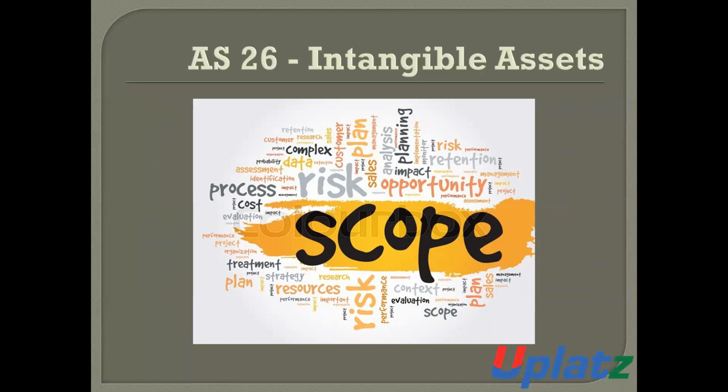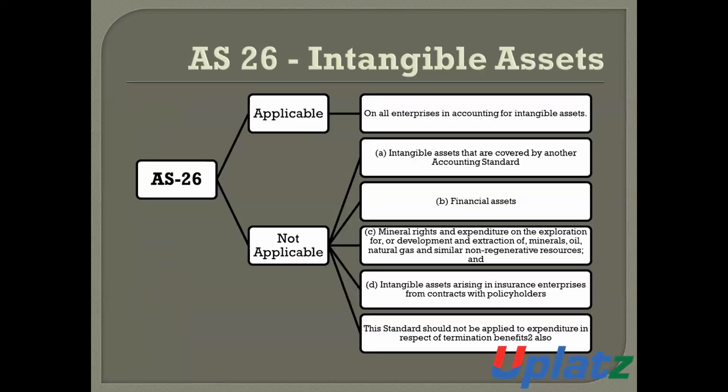Scope. What is the scope of Accounting Standard 26? Number one, Accounting Standard 26, Intangible Assets, is applicable on all the enterprises in accounting for intangible assets, and it is very important for the accounting of intangible assets.